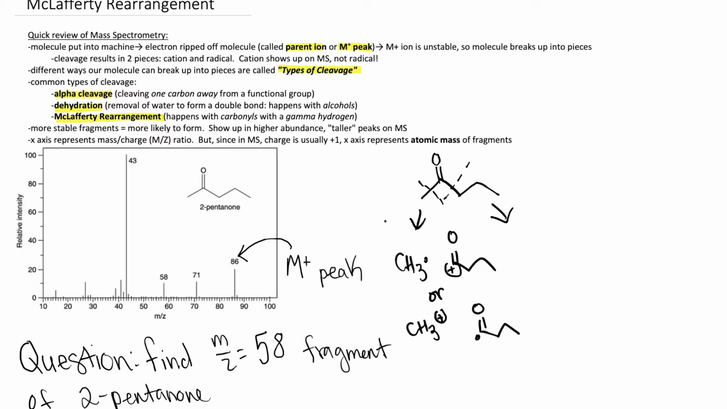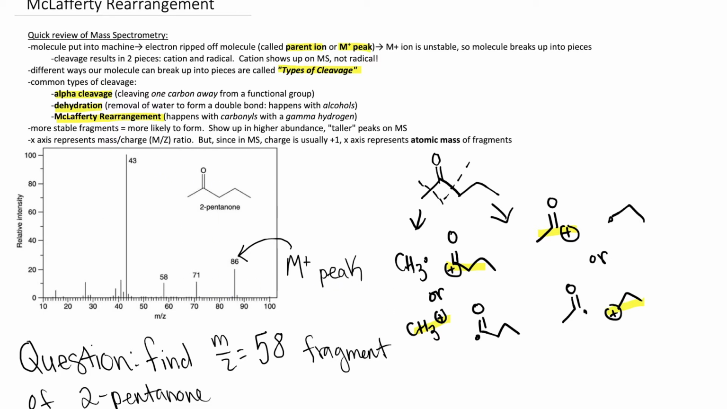So these are our fragments if I cleave from the left side. Now I'm going to draw out what our fragments will look like if I cleave from the right side. So these are our two possibilities of fragments that we could get when cleaving from the right side. And something that we definitely have to remember is that on MS, only the cations are picked up by the machine, not the radical. So all these peaks that you see here are all cations, not radicals.